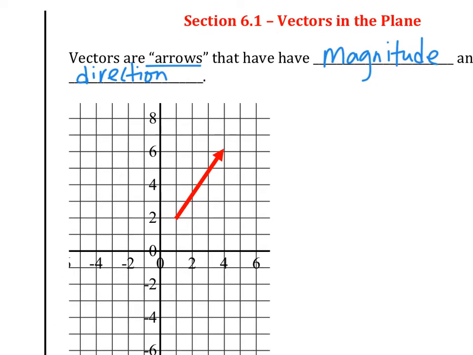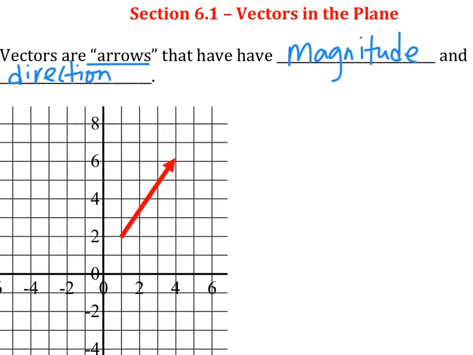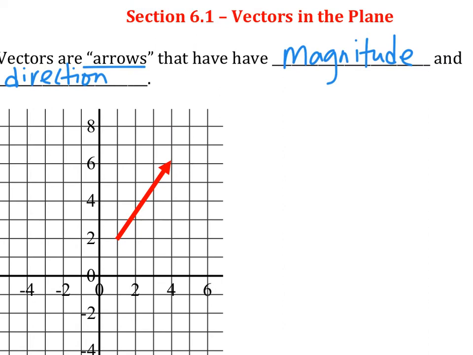How do you figure out what this vector is? Well, this vector has two very important points. The point where it starts is called the initial point. And where the vector is pointing is called the terminal point. Okay, initial point and terminal point.